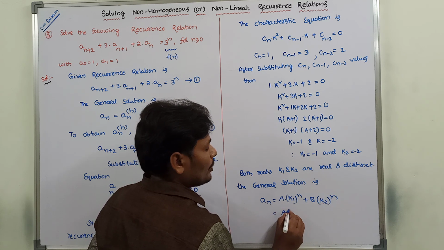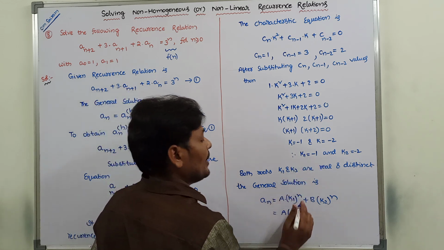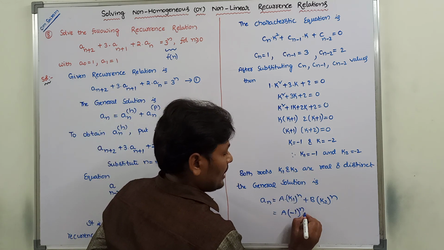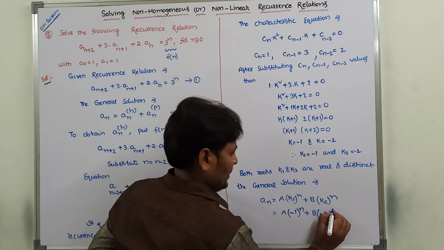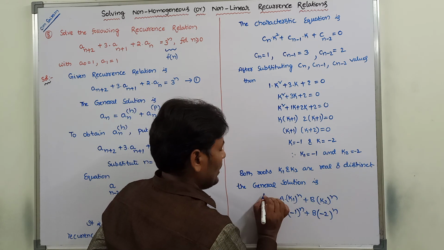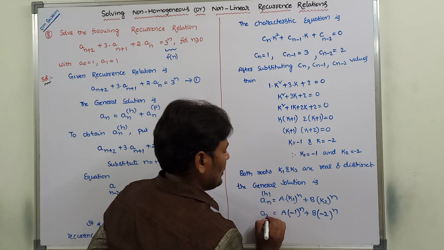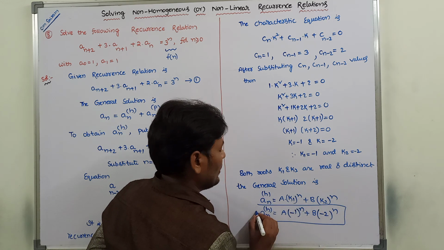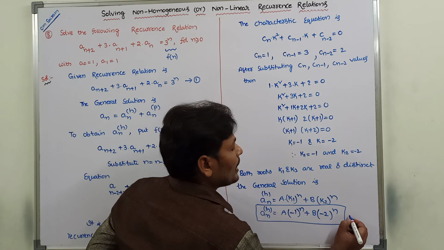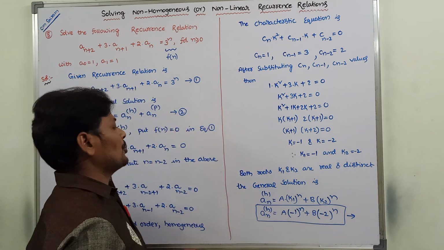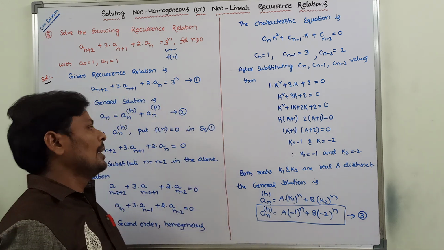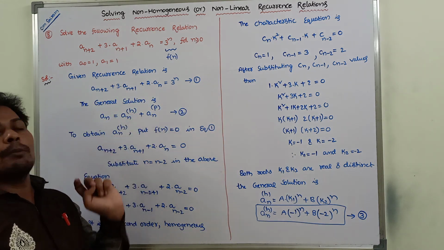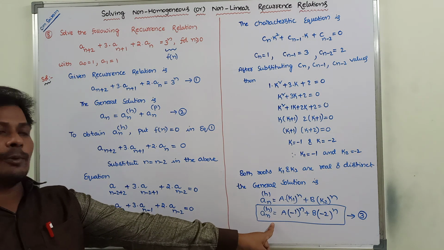So here a into, what is k1 value? k1 value is minus 1. Minus 1 power n plus b into, what is k2 value? Minus 2 power n. So this is a suffix n power h. So solution is this one: a into minus 1 power n plus b into minus 2 power n. So now this is equation 3. Okay. So once we are getting a suffix n power h value, this is the solution.